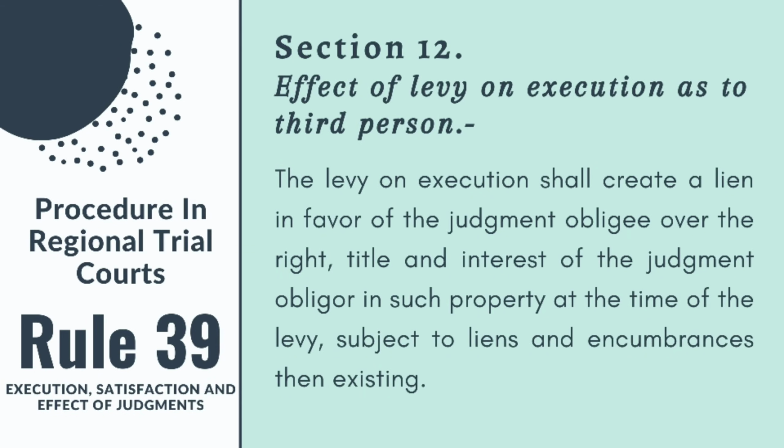Section 12. Effect of levy on execution as to third person. The levy on execution shall create a lien in favor of the judgment obligee over the right, title and interest of the judgment obligor in such property at the time of the levy, subject to liens and encumbrances then existing.